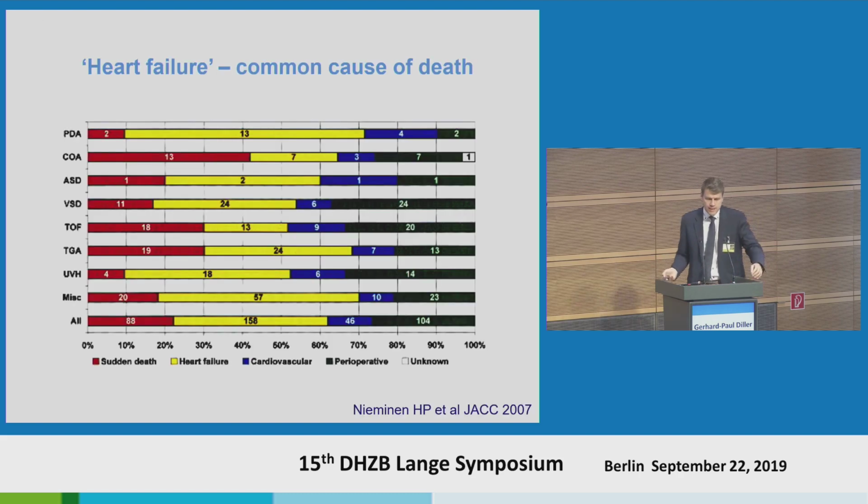Now, of course, everybody in the room knows that there is a big burden of heart failure in the congenital patients. As these patients get older and develop complications, heart failure emerges as one of the major reasons for death in this population, according to the publications. We will have to speak about how we define heart failure, but it is clear from the literature that heart failure is a major cause of mortality in this population.